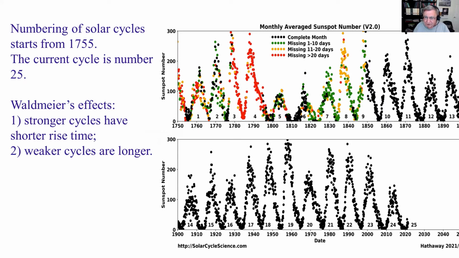If you look at this picture, you notice that the shape is changing. The shape is asymmetrical. In particular, it was Waldmeier many years ago who noticed that stronger cycles have a shorter rise time, and weaker cycles are longer. So this is one of the features of solar cycles we also want to explain.